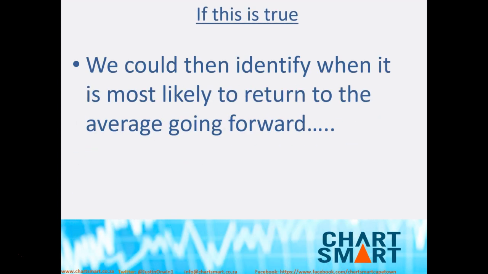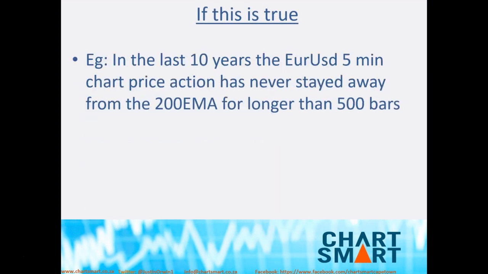We could then begin to identify when price was most likely to return to the average at a future point based on its behavior in the past. Of course, we can't predict the future, that's impossible, but we can start to get an idea of how price has behaved in the past in relation to this particular moving average and start to make some probable projections going forward. Okay, so let's take an example.